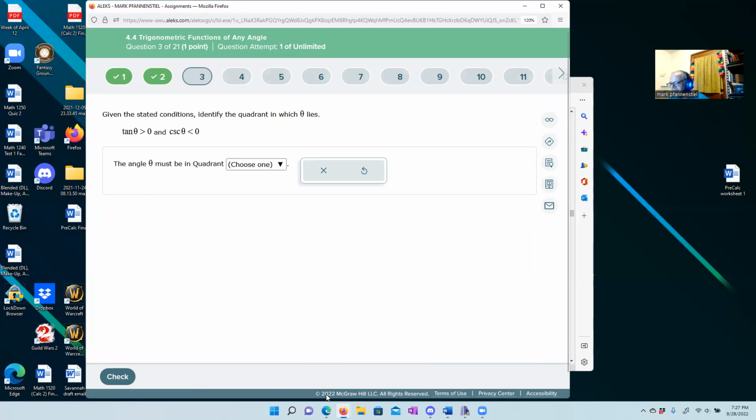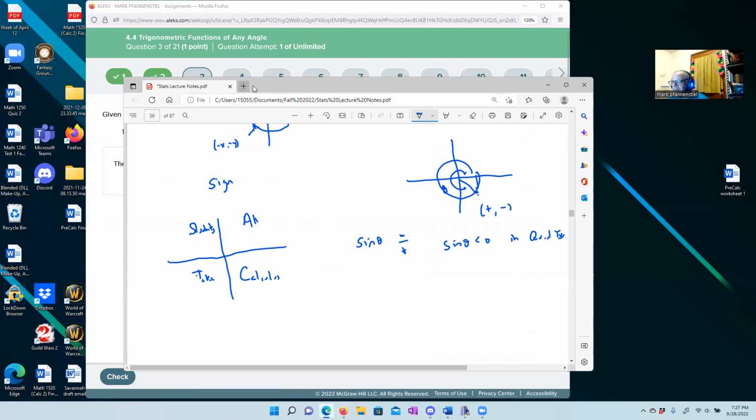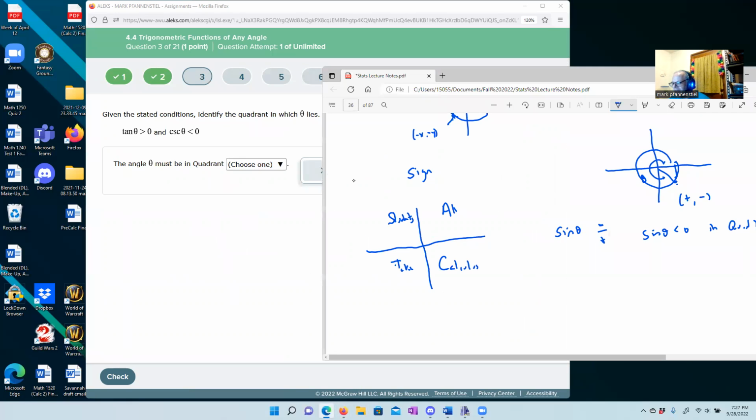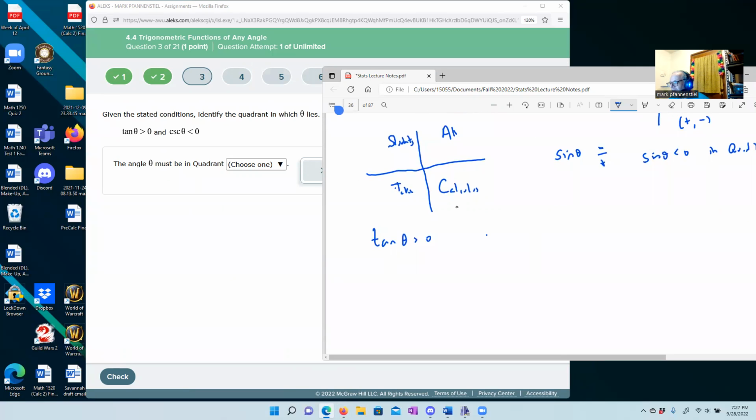So just to give us a taste of what's going on, and I'll stop the video after this one. They're saying the tangent is positive, so tangent theta is greater than 0. Right now, that means we could be in quadrant 1 or in quadrant 3. But they're also saying that the cosecant theta is negative. So remember, it's all students take calculus. The cosecant and the sine are reciprocals, so they would both be positive in quadrants 1 and 2.